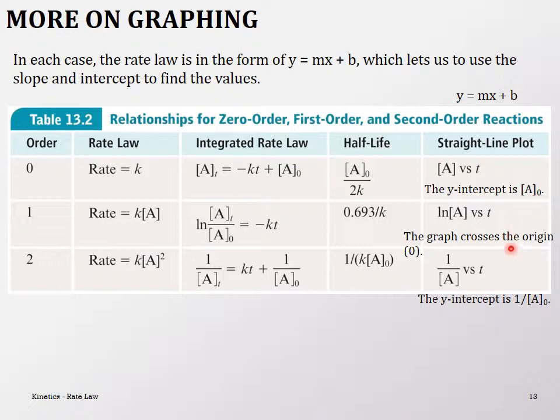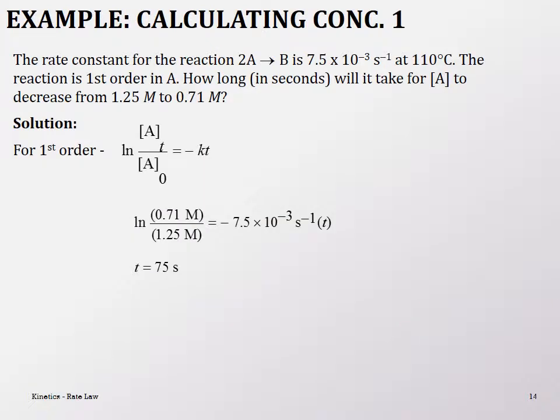Okay, and here the graph will cross the origin, which is a 0. So if you have a first order reaction, for a second order reaction the y-intercept is different, and so this table is a very useful table for that matter. So let's do a couple more calculations on how to calculate the concentration over a given time.